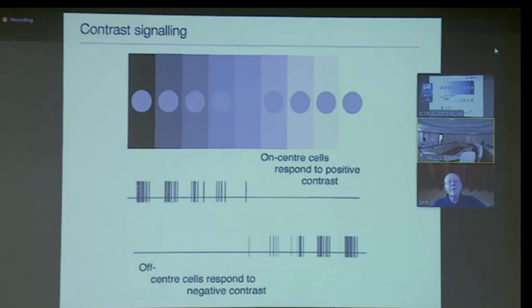And now I've sketched for you here, you're starting to understand, you've learned about spikes. And so now I can use this shorthand to express the responses of these cells to these different stimuli. So here's an on-center cell that responds a lot to high contrast, not so much to low contrast, and doesn't respond at all to negative contrast. And here's an off-center cell. It doesn't respond at all to positive contrast, but the greater the contrast, the greater the response of an off-center cell. So contrast increments and decrements are signaled respectively by on-type and off-type neurons.